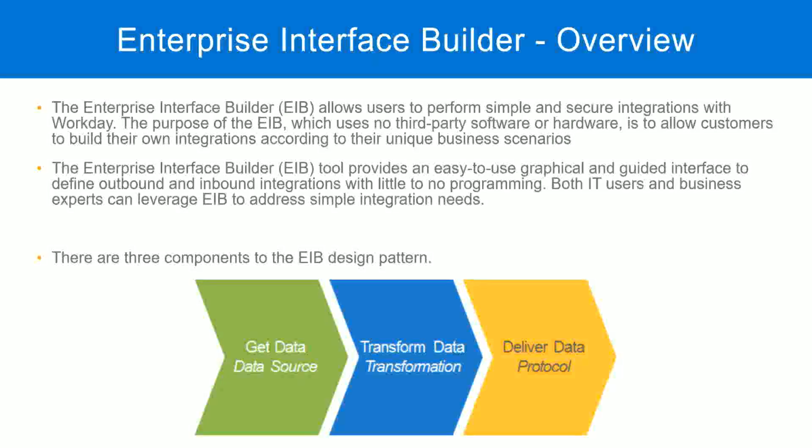When we create an integration using EIB, we will see these 3 steps there as well. Get data, transform data, deliver data. These are the 3 components in an EIB design pattern. So we are going to configure these 3 steps. Get data: where are we going to get the data from? That is something we have to configure. Do we need transformation? If yes, configure that. If no, leave it blank. And then deliver the data. How are we going to send the data to an external system? We have to configure that as well. So once we do these 3 steps, our EIB is ready. We are going to start exchanging information from Workday with an external system.